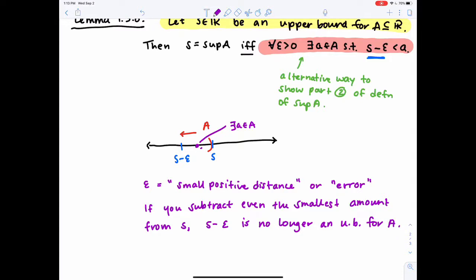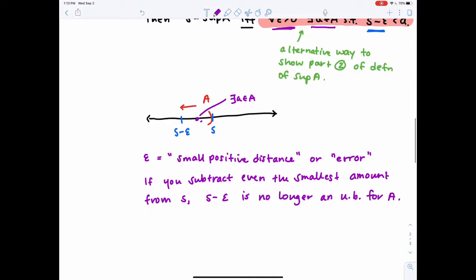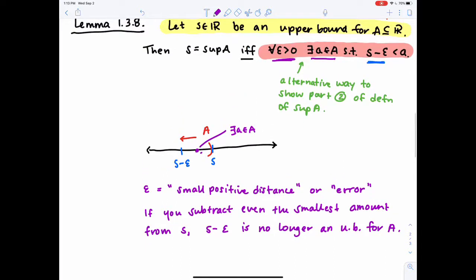So in other words, this quantified statement says given a small change in the size of your number, I'm going to be able to find a little a bigger than my number S minus epsilon. That is how you prove that S minus epsilon is not an upper bound. That is exactly this quantified statement, and we're asserting this for any small distance that we remove from S.